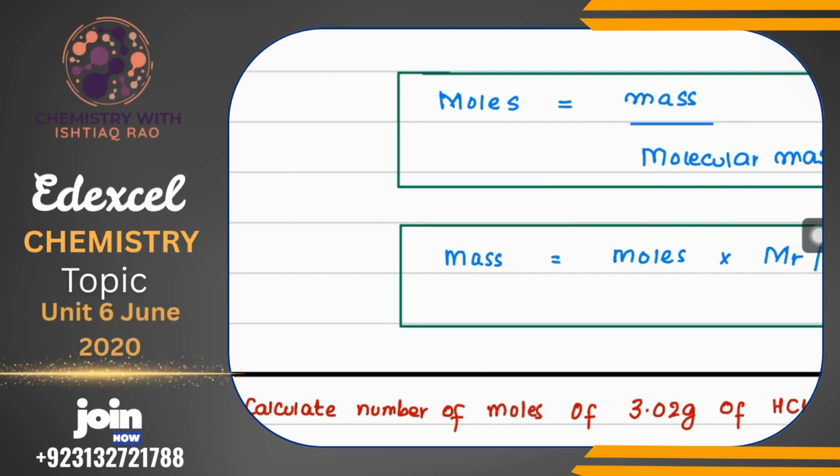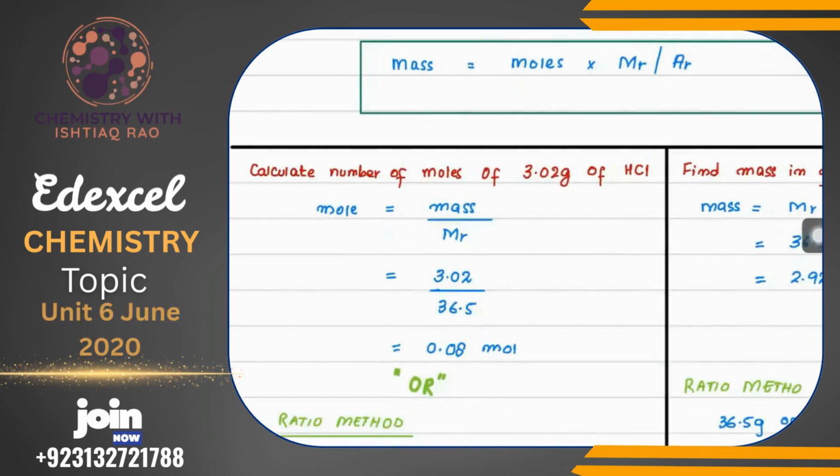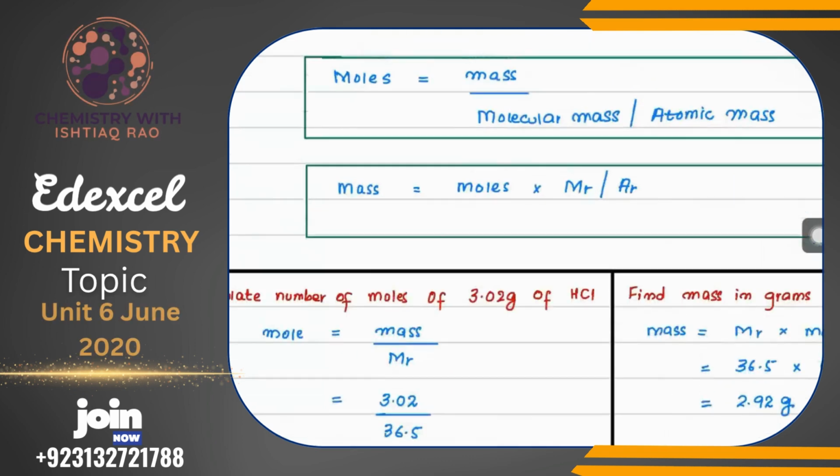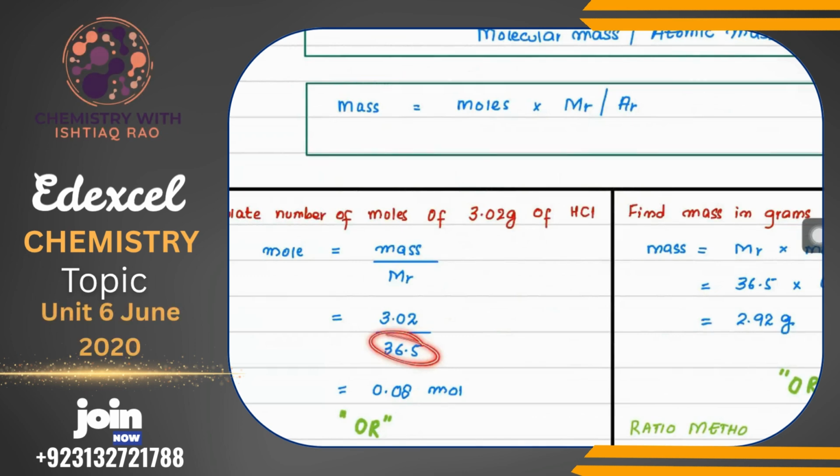Sir, is it 1.02 into 10 raised to 25? See this one? Mass is 3.02. Mr is 36.5. So I have applied this one formula: mole is equal to mass over Mr. The mass is given, that is 3.02. Mr of HCl is 36.5. I have divided these two values. I got 0.08. Are you getting my point? Yes, sir.